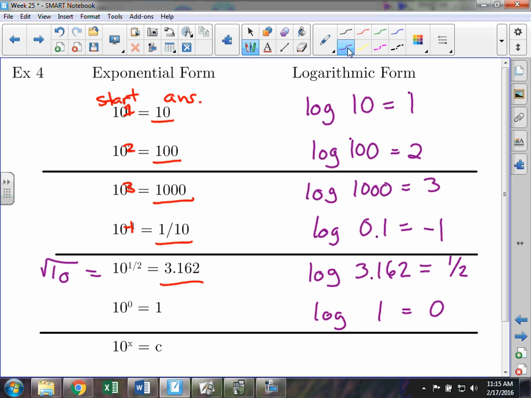Well, to finally finish this piece off, let's look at the very last one then, 10 to the x equals c. Generalizing our work, what's the rule that we're going to follow? Log of c equals x. Thus, one of the things we will note, we can convert back and forth between exponential form and logarithmic form depending on which one we feel is easier to do. And that's where we'll begin our next example.